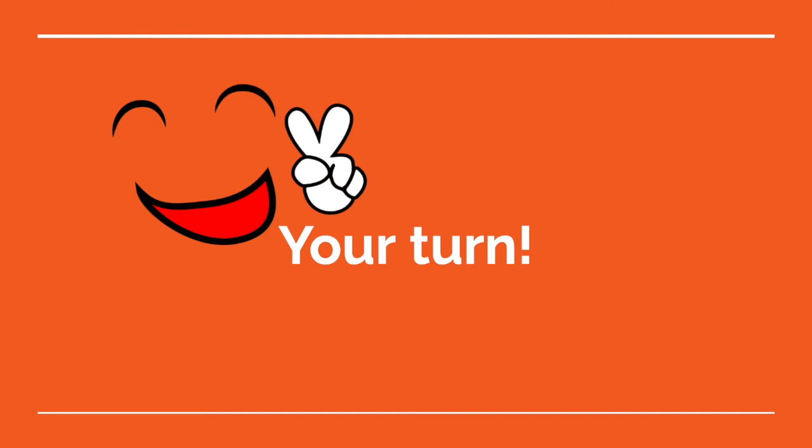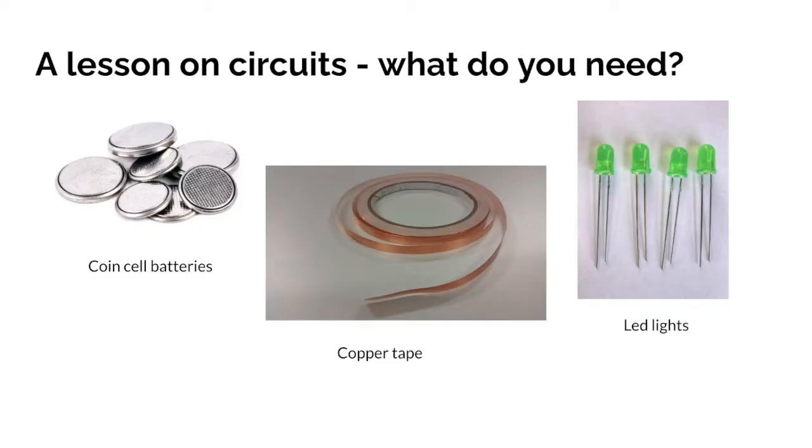All right, so now it's your turn. Now we're gonna have a little lesson on how to create a simple circuit. When creating a circuit, there's a couple things that you're gonna need. The first thing is a coin cell battery, and the next thing you'll need is copper tape, and the last thing you'll need are LED lights.